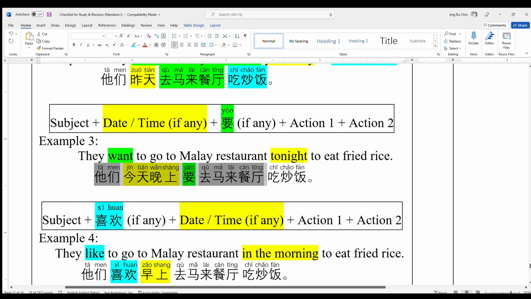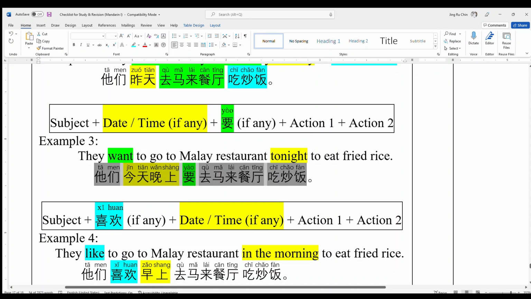So you see, it follows this rule very strictly. Each word must be placed at the correct location. Date and time must put here. 要 must put here before the action 1 and action 2. Okay, so let's read this whole sentence again. 他们今天晚上要去马来餐厅吃炒饭。So this sentence is trying to tell you what is their plan tonight.